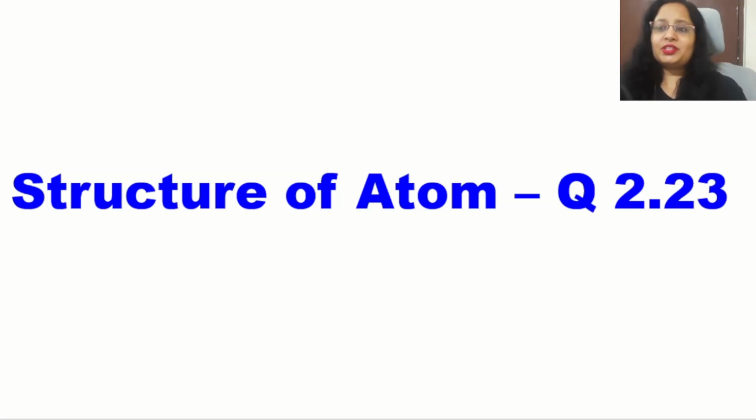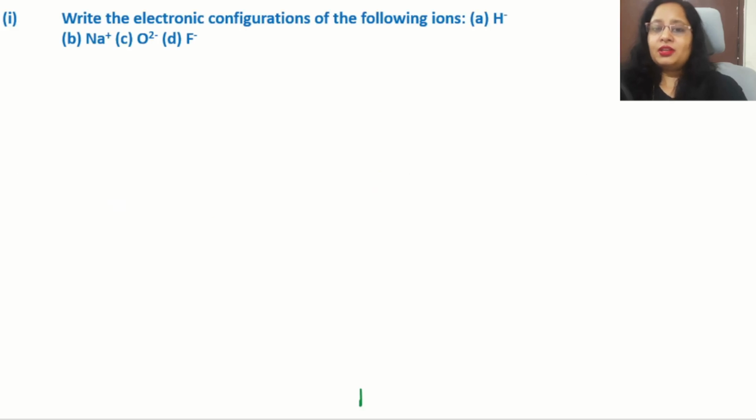Friends, today's video is question number 2.23 from NCERT textbook class 11 and the chapter name is Structure of Atom. So let's check the question. There are three parts in the question. We are going to start first part. Write the electronic configuration of the following ions. A is H minus ion, B Na plus ion, C O2 minus ion and D F minus ion.